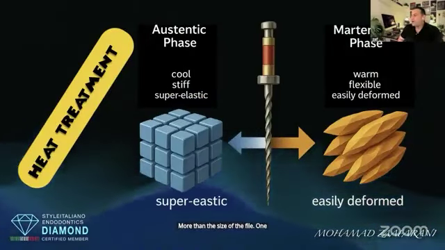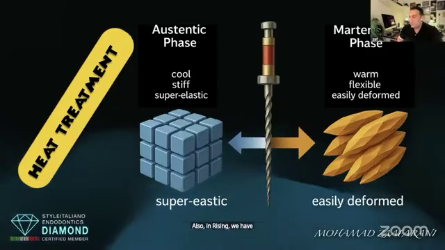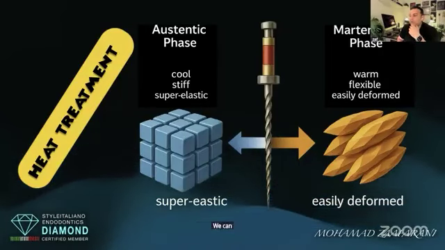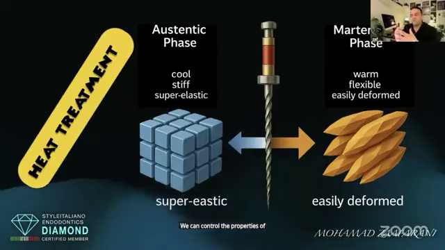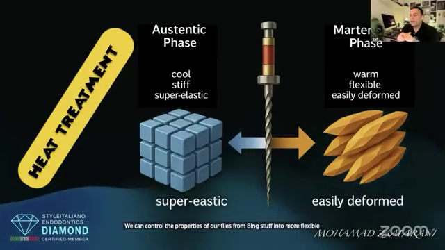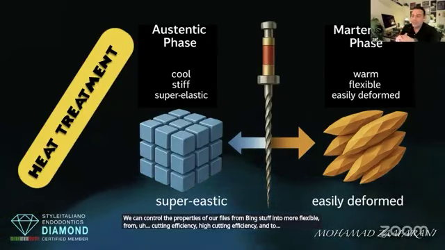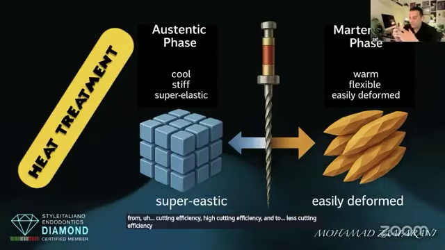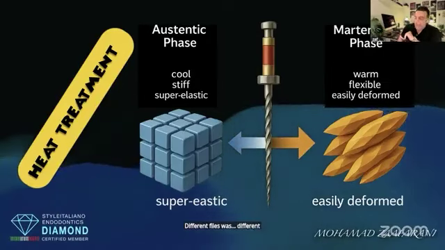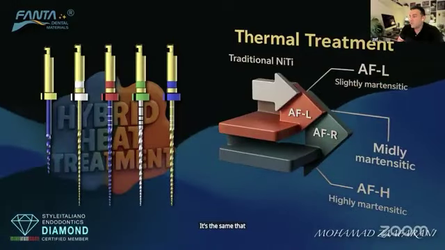One last point about the rising, that also in rising, we have hybrid heat treatment. We know by heat treatment during manufacture, we can control the properties of our files from being stiff into more flexible, from high cutting efficiency into less cutting efficiency. So we can have different files with different behavior inside the canal. And it's the same that we have here also in rising.